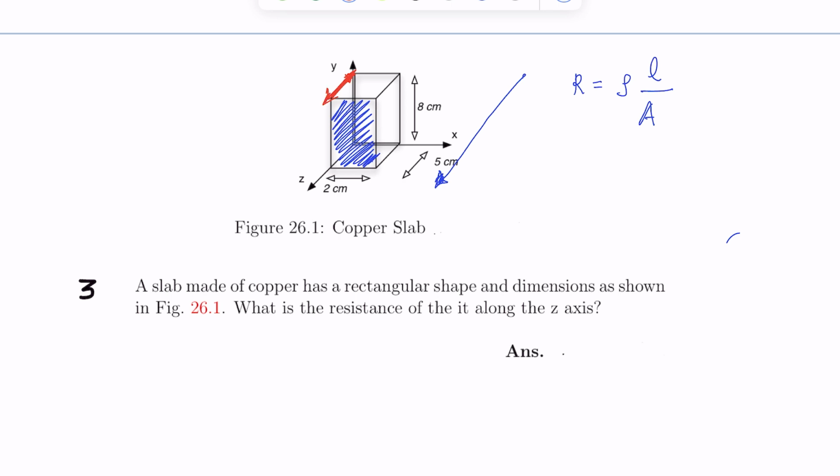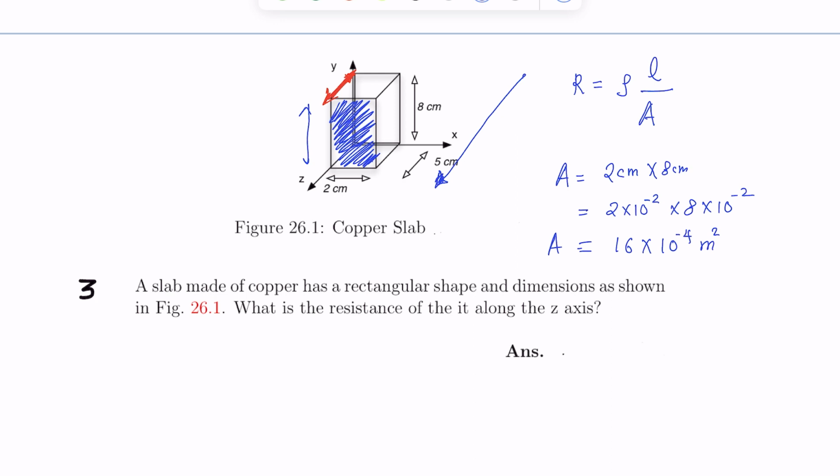Okay, so area is in blue and length is given in red, because the direction of the resistance that we want to calculate is the z direction. After you have figured that out, it's pretty easy, because area is equal to 2 centimeters by 8 centimeters, because this is a rectangle. But we need to convert these into meters. So 2 times 10 to the minus 2 meters, and 8 times 10 to the minus 2 meters. So you get your answer in meter squared. It's going to be 16 times 10 to the minus 4 meter squared.